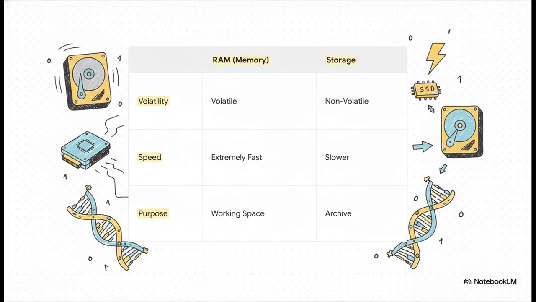Then, on the other side, you've got storage. This is the computer's archive, its long-term memory. It's slower, for sure, but it's non-volatile. It holds on to your files even when the power's off. And that is the answer to our big question from the beginning.